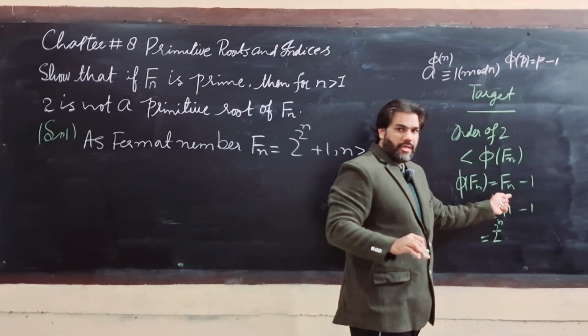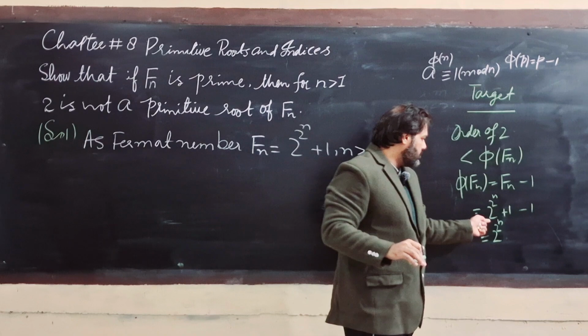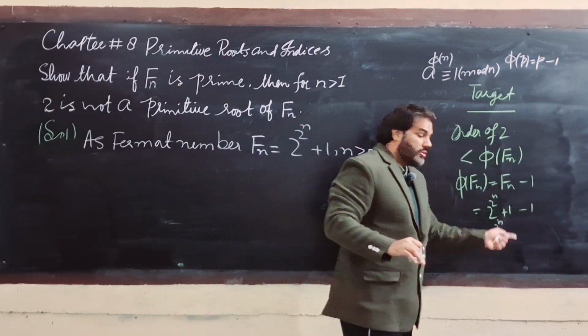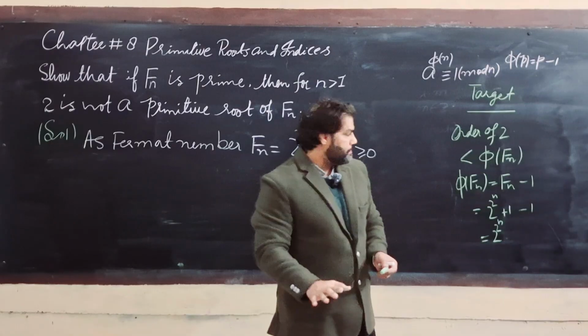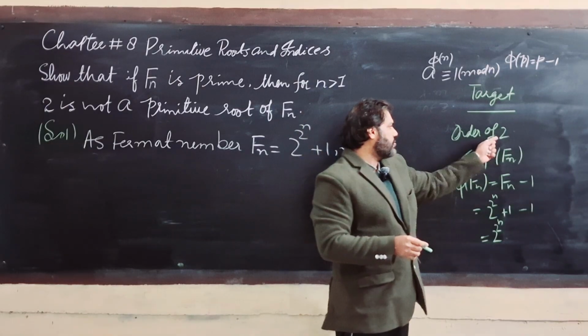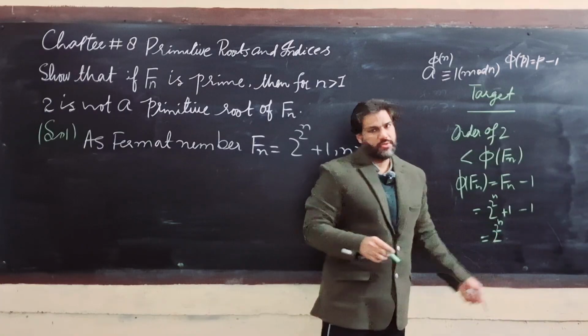What is the value of Fn? Fn is a Fermat number. By definition, this is equal to 2 raised to the power 2^n plus 1, so Fn minus 1 is equal to 2 raised to the power 2^n. In order to prove 2 is not a primitive root, I will show that the order of 2 will be less than 2 raised to the power 2^n. This is our target.